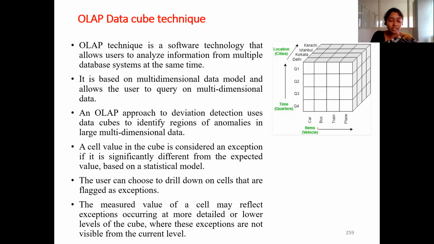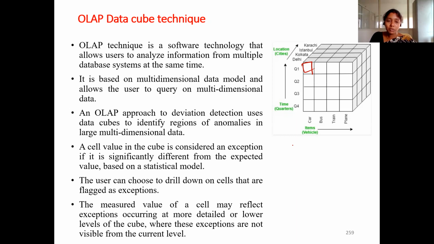If you consider a particular cell, does any anomaly exist in that cell or not? How to identify it? A cell value in the cube is considered an exception if it is significantly different from the expected value. If it is significantly different from the expected value, then that is an anomaly. Anomaly is the outlier. In that way, we can identify the outlier.